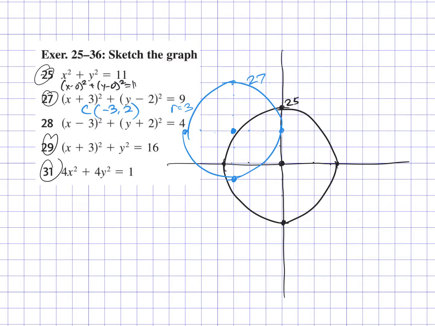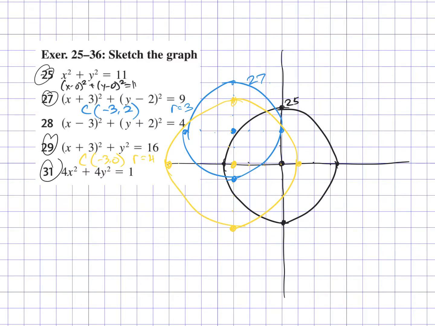All right, 29 we'll do in yellow. Our center is at -3, 0. And our radius squared is 16, so the radius is 4. So -3, 0 is right here. Count 4 to the right, left, up and down. So you could draw these all separately.